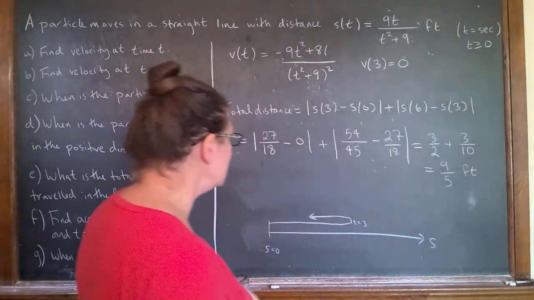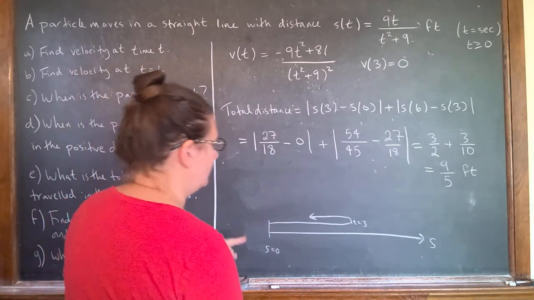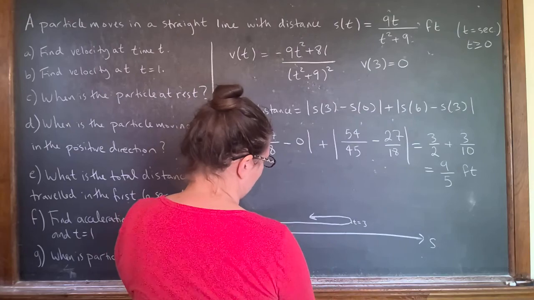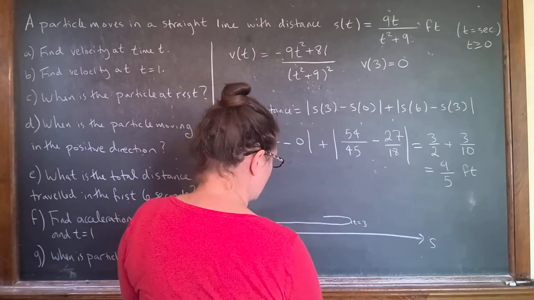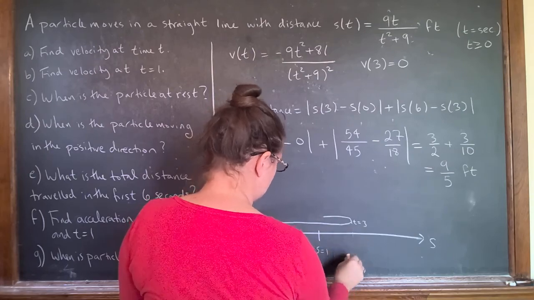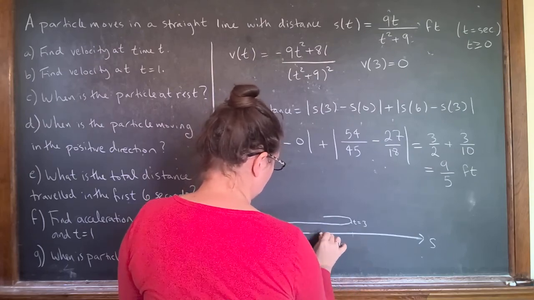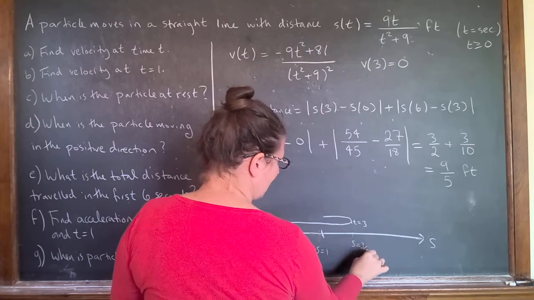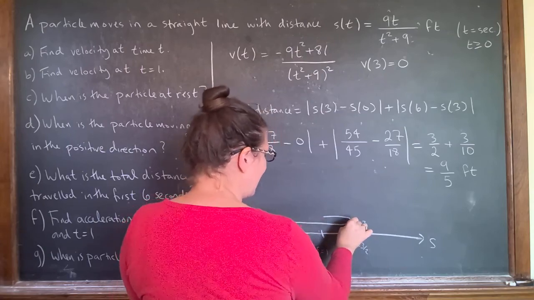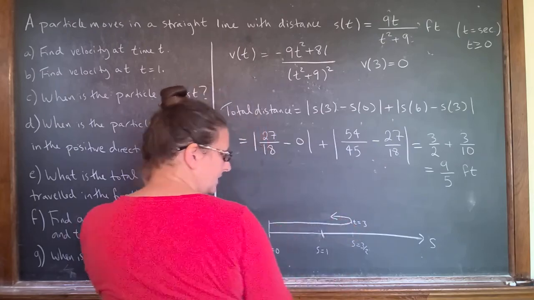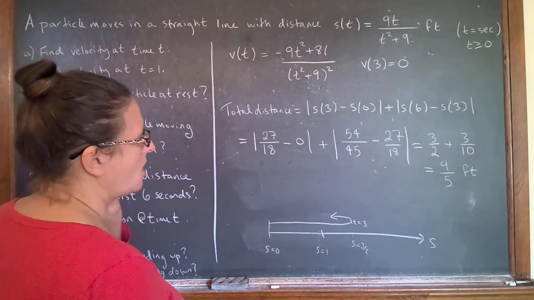So meaning that with this picture, I overshot a little bit. So this would maybe be s equals 1, a little bit over here, because this would be s equals 3/2. So I first go over to 3/2, and then I go back, but obviously I'm going a little slower.